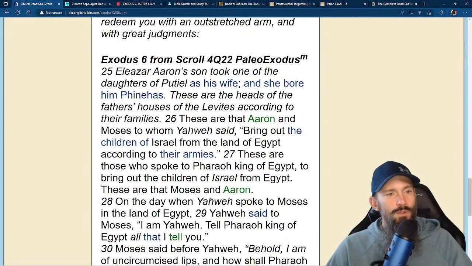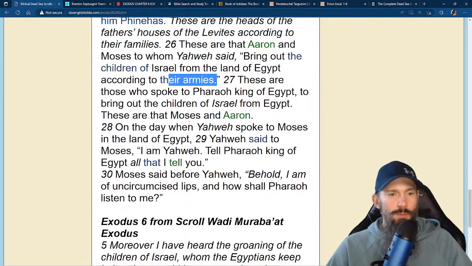Eleazar, Aaron's son, took one of the daughters of Putiel as his wife, and she bore him Phinehas. These are the heads of the fathers' houses of the Levites according to their families. These are that Aaron and Moses, to whom Yahuwah said, bring out the children of Israel from the land of Egypt according to their armies. These are those who spoke to Pharaoh, king of Egypt, to bring out the children of Israel from Egypt. These are that Moses and Aaron. On the day when Yahuwah spoke to Moses in the land of Egypt, Yahuwah said to Moses, I am Yahuwah. Tell Pharaoh, king of Egypt, all that I tell you. Moses said before Yahuwah, behold, I am of uncircumcised lips, and how shall Pharaoh listen to me?